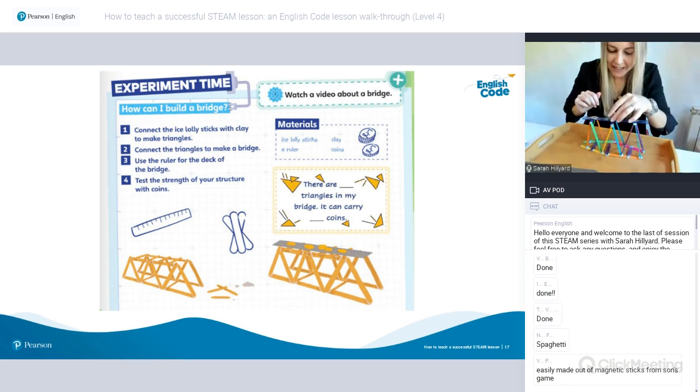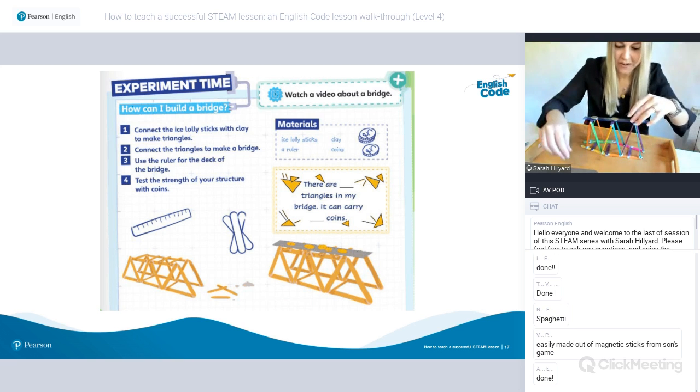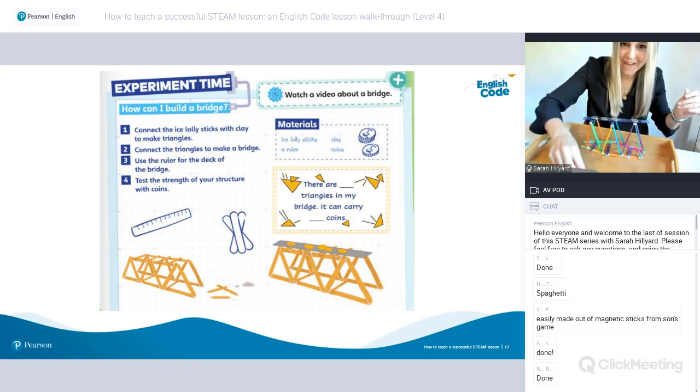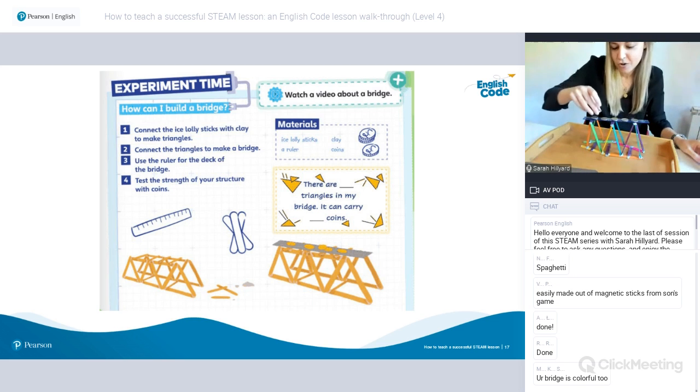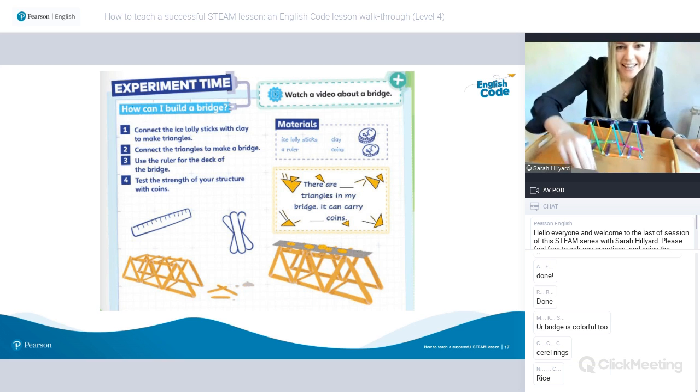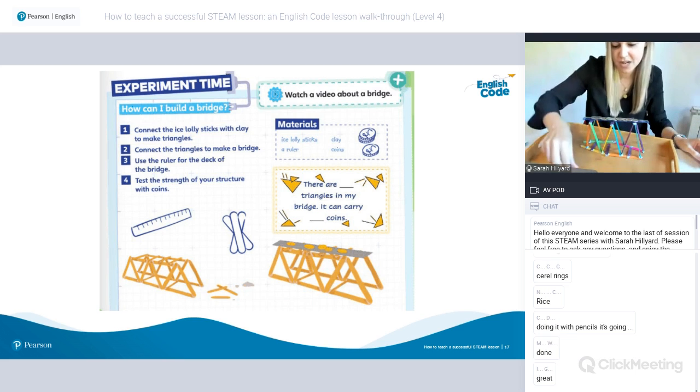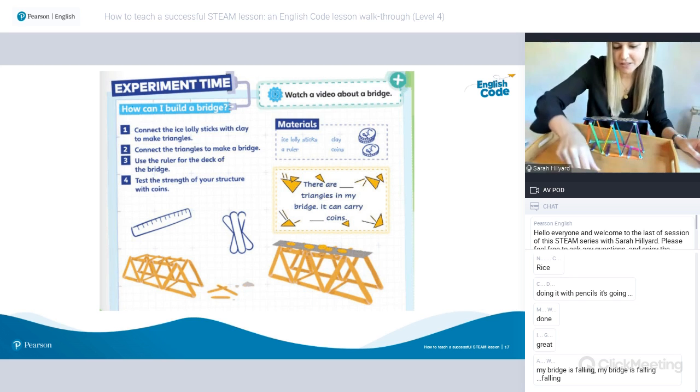Coins, one, two, three, four, five. Have you got your coins or your noodles or your beans or your buttons? Yes, and it's colorful too. Do you like it? I think it's a very strong bridge. Yep, I can get lots and lots of coins on there, can't I?